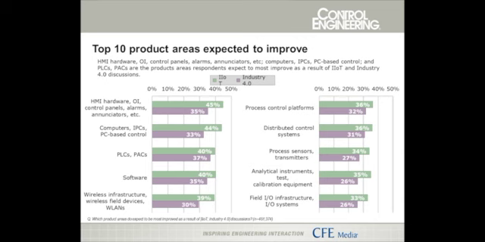Where will that money go? Areas of improvement for that spending are led by human-machine interface hardware, computers and industrial controllers, programmable logic controllers and programmable automation controllers, software, and wireless infrastructure, followed closely by process controllers, process sensors and transmitters, and other areas. So interaction with information seems most important through HMI.